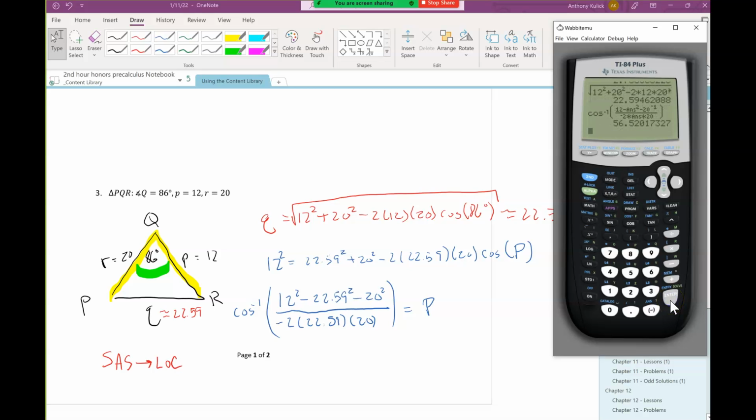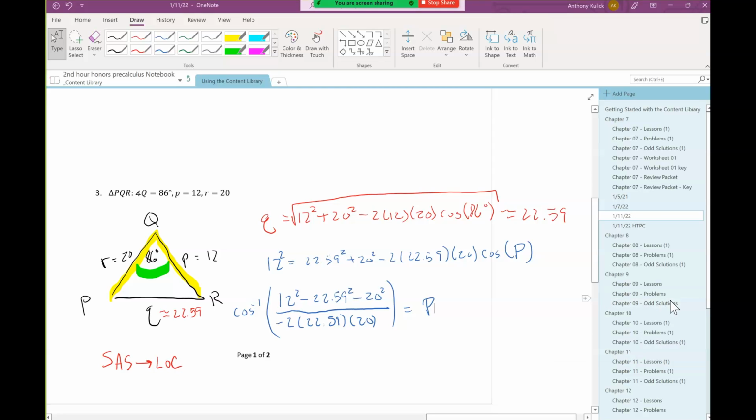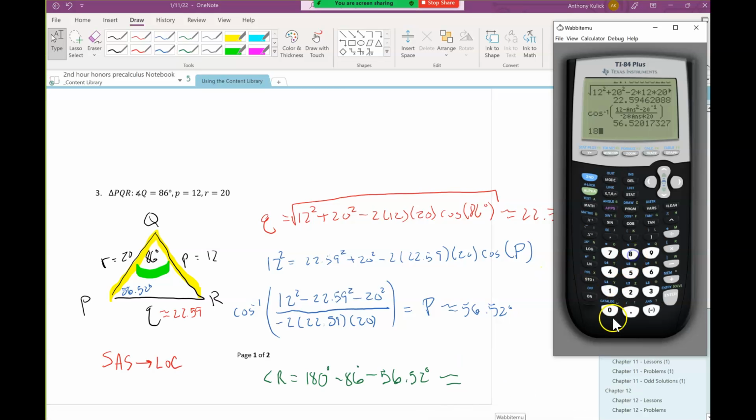So when I do that, I get 56.52. And then now that I know two of the three angles, yay, getting the third angle is real easy. So 37.48.